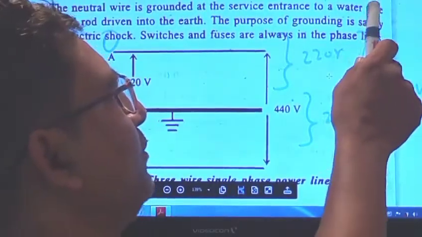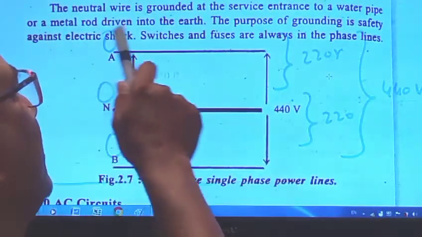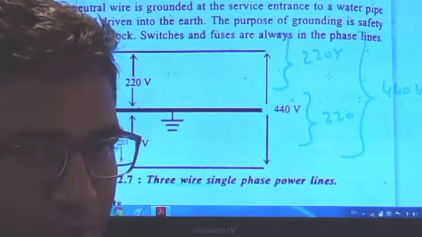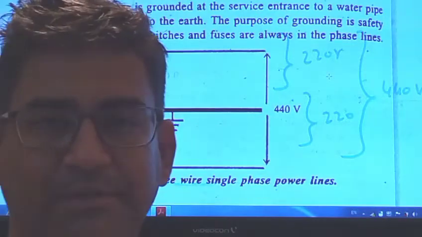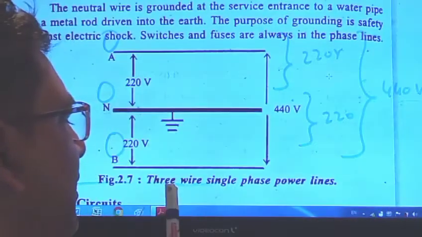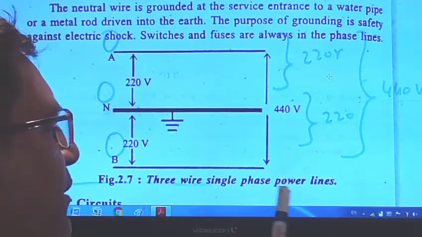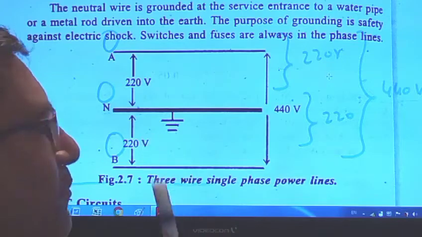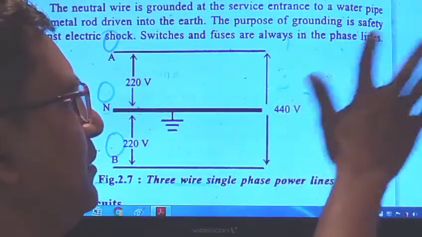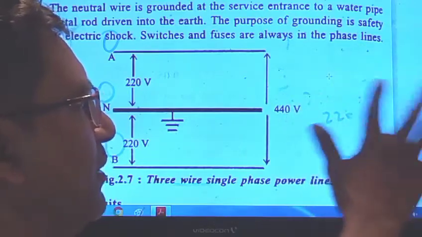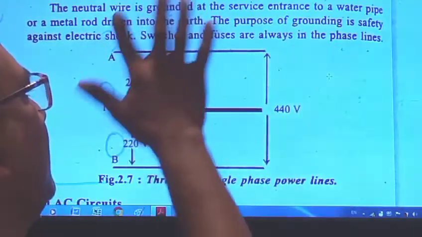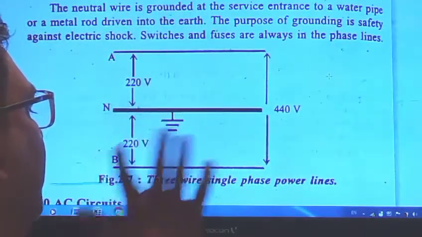This is the particular entrance for the water piping, with a metal rod traveling into the ground. The purpose of grounding is to provide safety against electric shock. The switches and fuses are always in the phase line. So in this three wire single phase power line, you use these values. It is very simple students, just remember 230 volt and 50 Hz frequency in our part.